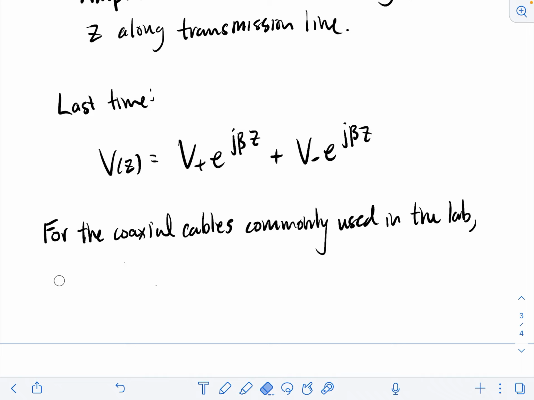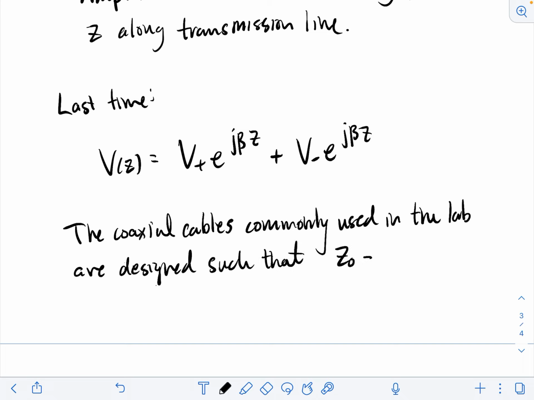The coaxial cables commonly used in the lab are designed such that Z naught is equal to 50 ohms. And that's going to be an important thing. I think we'll see why in just a few moments.